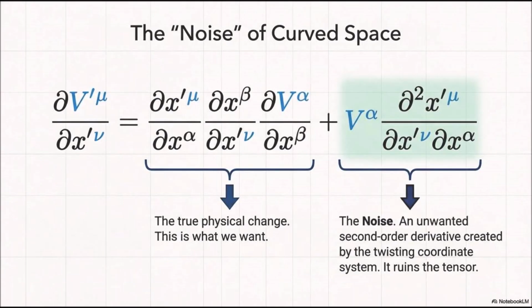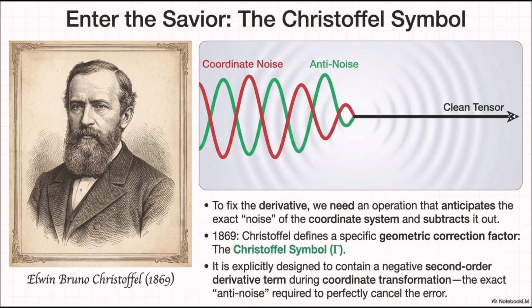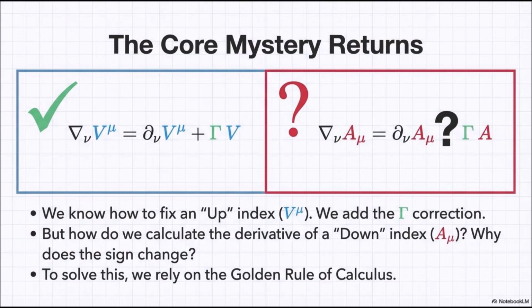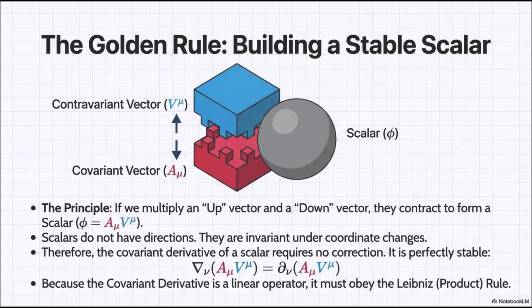First, we imagine shifting our coordinates, and the text uses the chain rule from basic calculus to start the transition. The chain rule step: the partial derivative of v prime superscript mu with respect to x prime superscript nu equals the partial derivative with respect to x prime superscript nu of the quantity: the partial derivative of x prime superscript mu with respect to x superscript alpha times v superscript alpha.